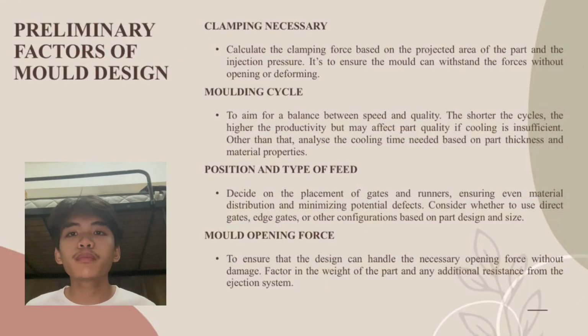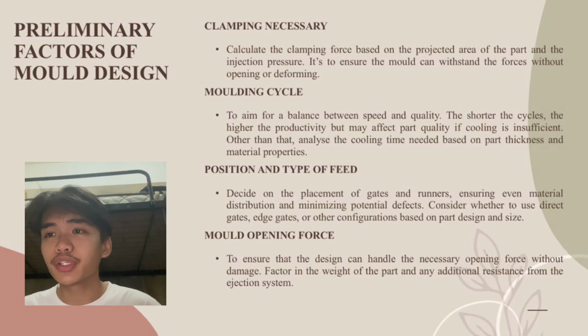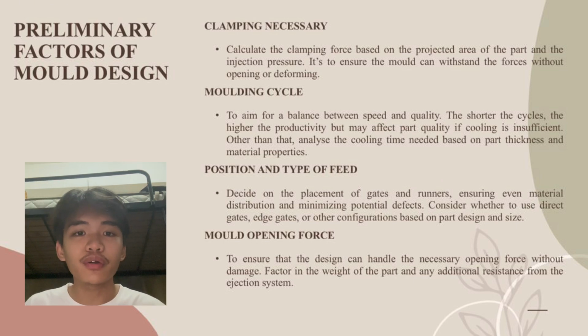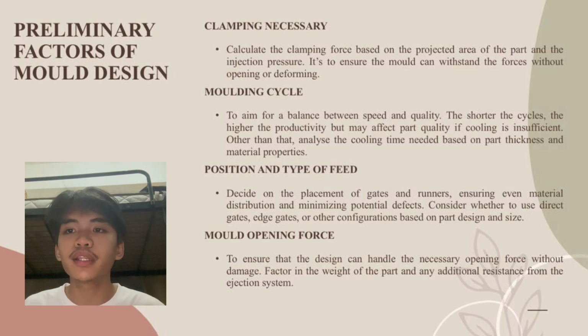So for the preliminary factors of mold design, first of all is clamping force, which calculates the clamping force based on the projected area of the part and the injection pressure. It's to ensure the mold can withstand the force without opening or deforming. Second, molding cycle, to aim for balance between speed and quality. The shorter the cycles, the higher the productivity, but may affect part quality if cooling is insufficient. Other than that, analyze the cooling time needed based on part thickness and material properties.